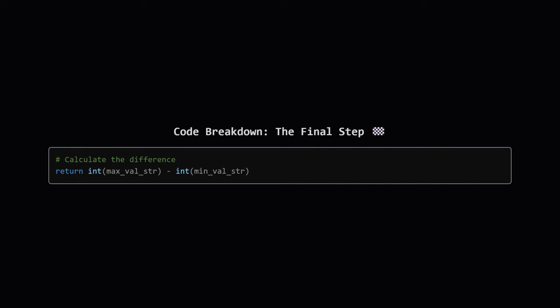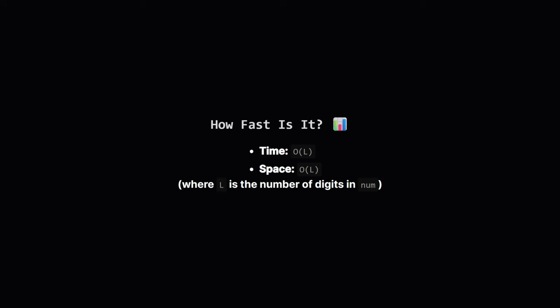And finally, we put it all together. We take the string that represents our maximum value and convert it back into an actual number. We do the exact same thing for the minimum value string. Then, it's just a simple subtraction. We take the max number, subtract the min number, and return that difference. That's our final answer.